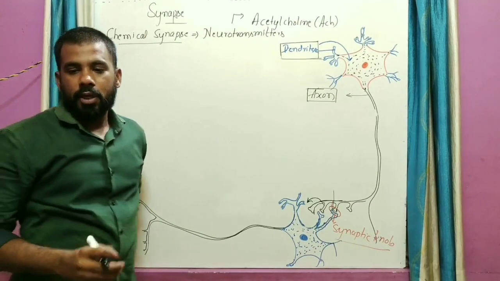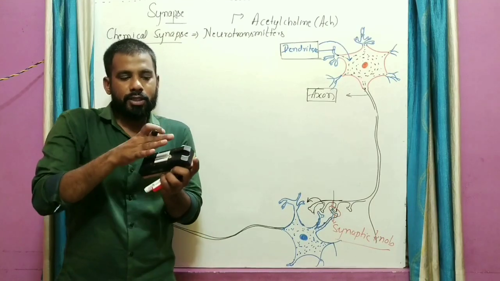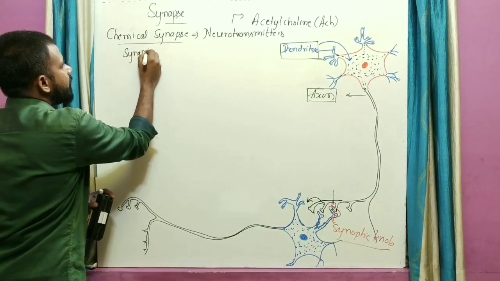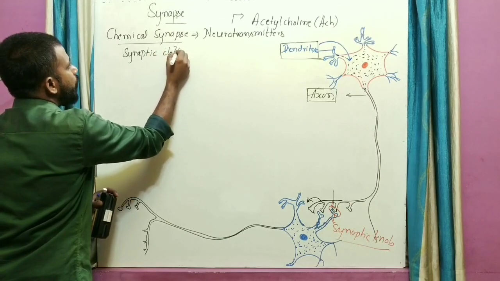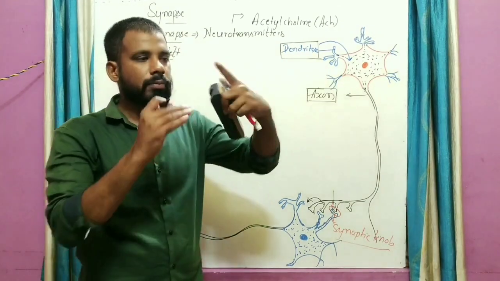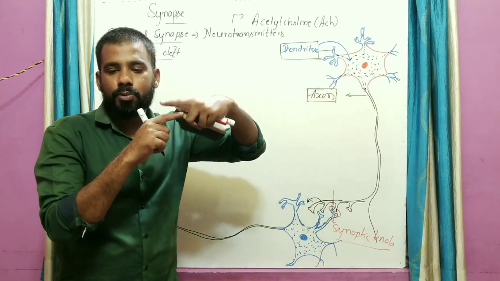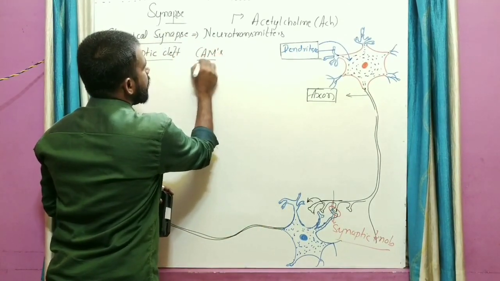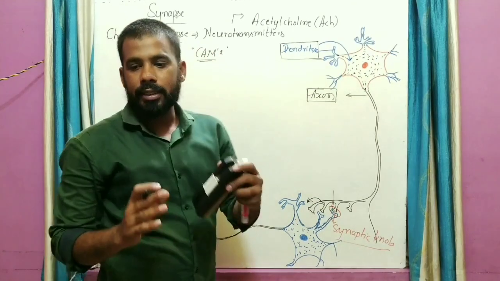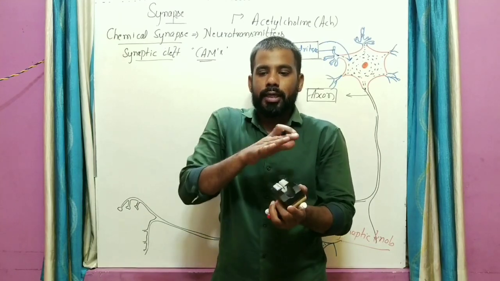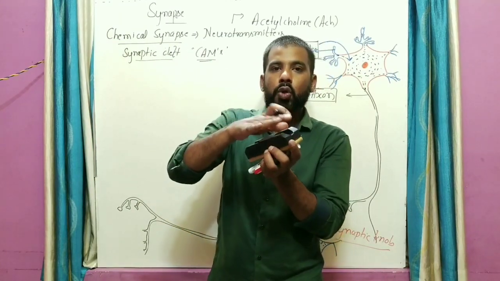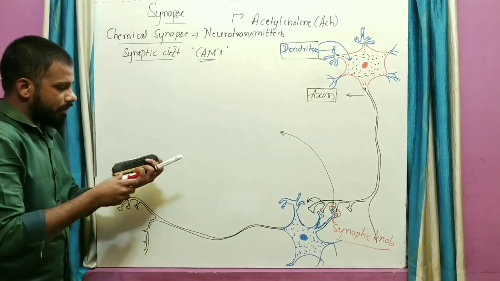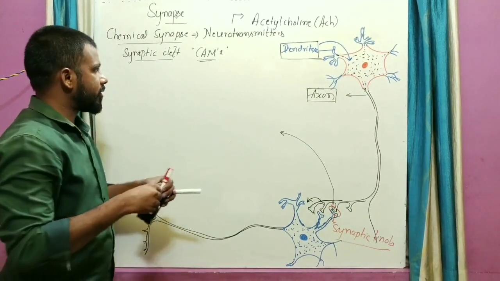But here in the chemical synapse, the pre and post synaptic membranes are also in close proximity, but there is a synaptic cleft in between them. Between the pre and post synaptic membrane, there are certain proteins called cell adhesion molecules, CAMs. These cell adhesion molecules help to keep the pre and post synaptic membranes in close proximity. But if you magnify this area of the chemical synapse, you could see the structures.